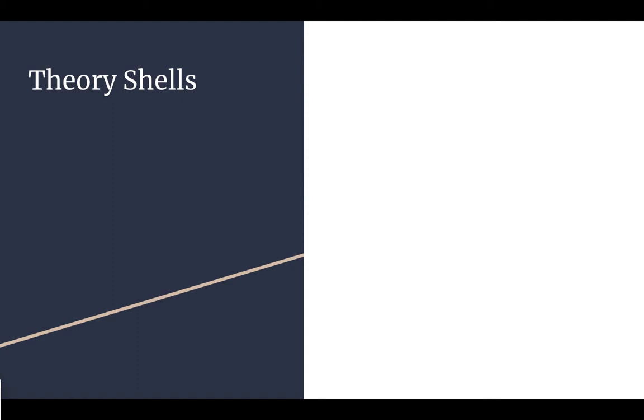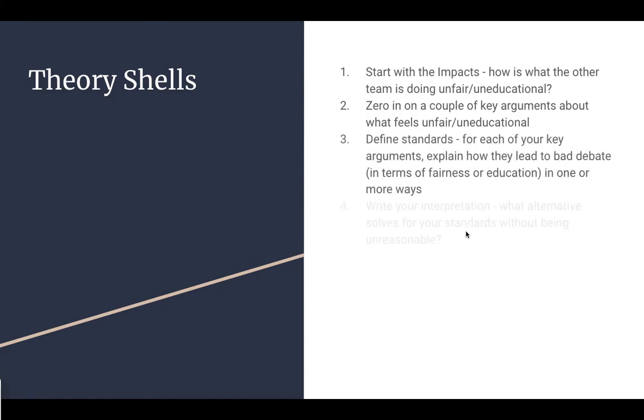In your theory arguments, it could be read at any point, technically, just as long as it's early enough in the debate that there will actually be a debate about it. So theory shells is basically the initial presentation of a theory argument. So it's important to not get too tangled up in the weeds of every specific theory shell or every specific theory argument and just understand how theory as a broad concept really works, because it all ultimately follows the same process. So the start of that process is theory shells. So here's how we write theory shells.